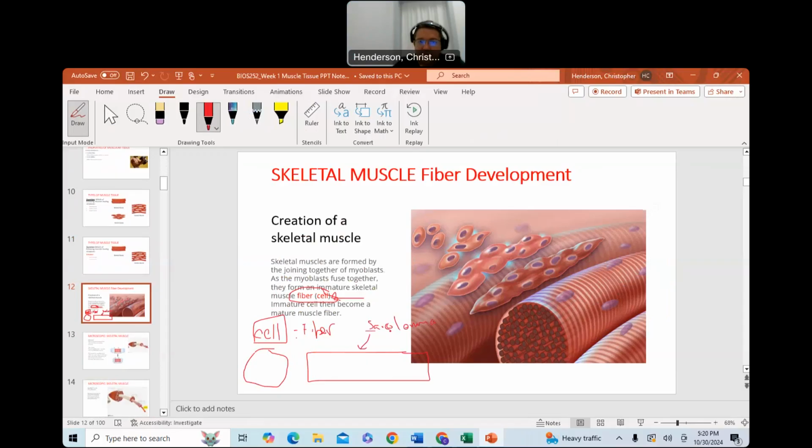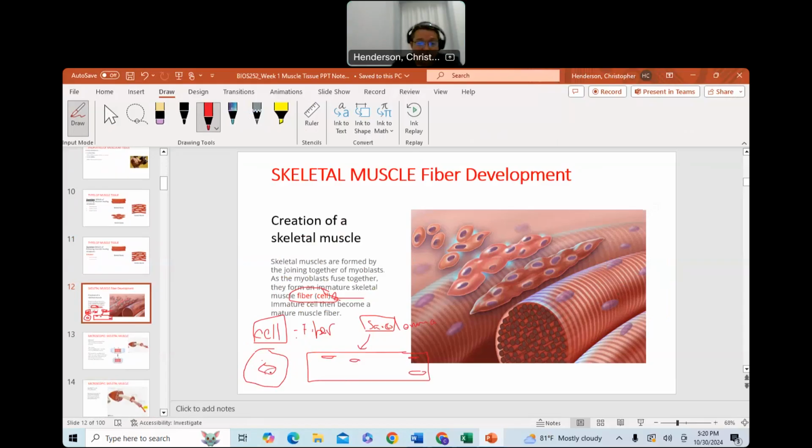Anytime you see the word sarco, it means muscle. Then there's a nucleus. And we know a muscle cell has multiple nuclei in it.